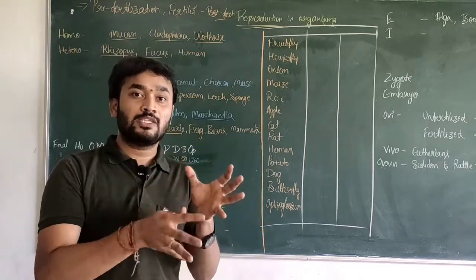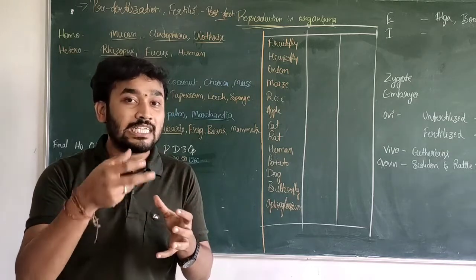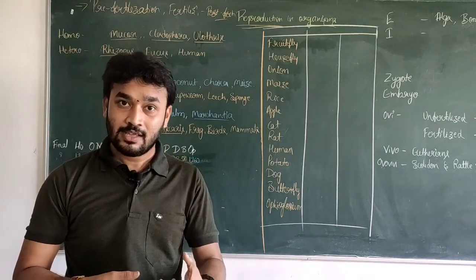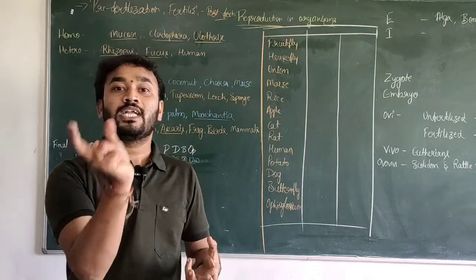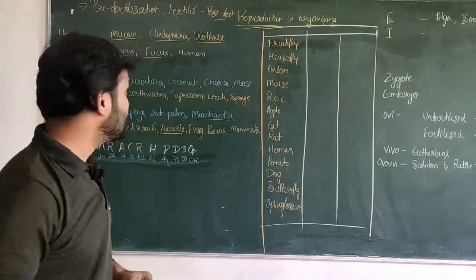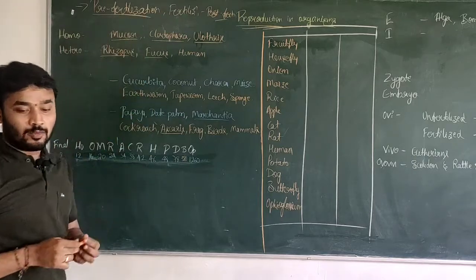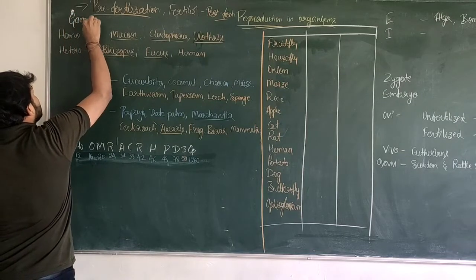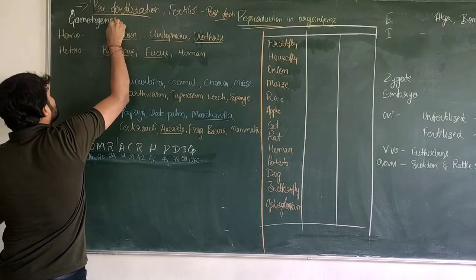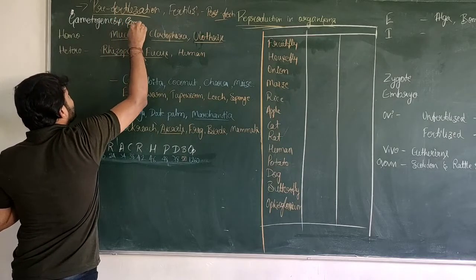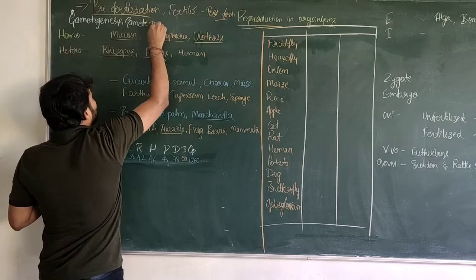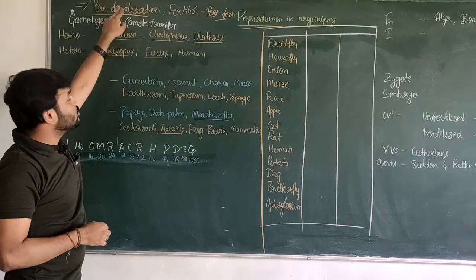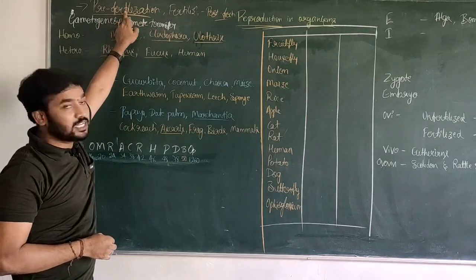In the pre-fertilization events, the gametes will be produced. That means gametogenesis takes place, and then those gametes are transferred, that is gamete transfer. So the two major events in the pre-fertilization events are gametogenesis and gamete transfer, which take place before the fusion of gametes.